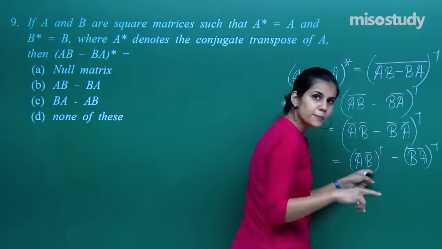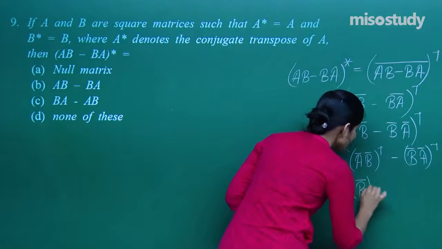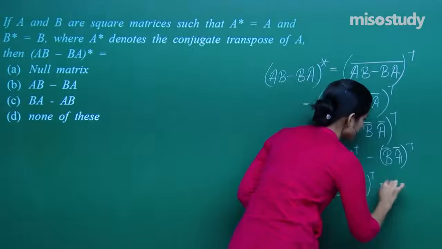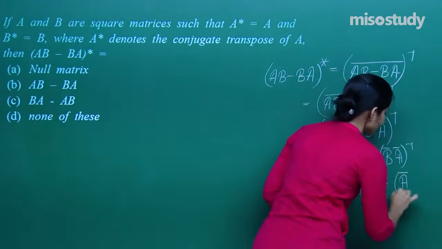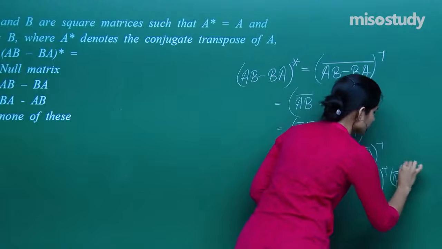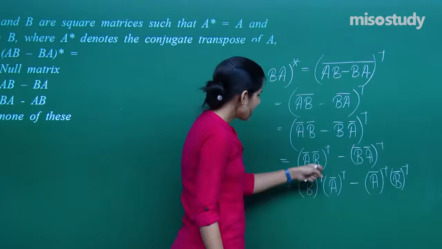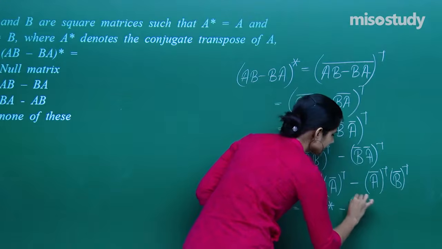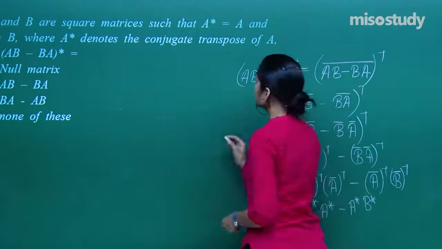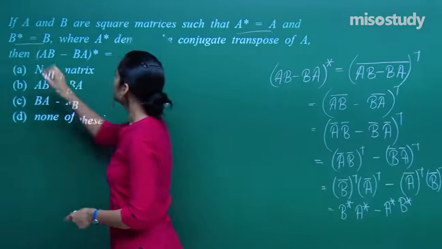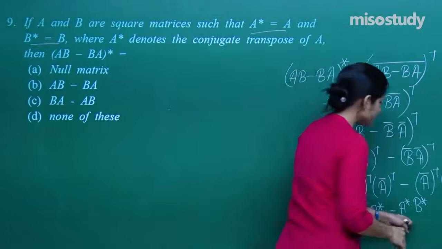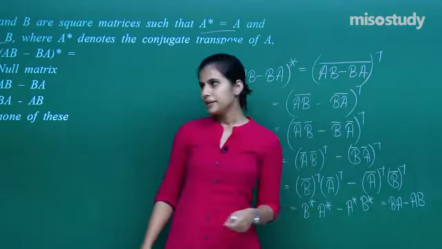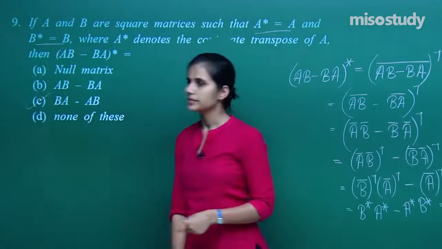Then over here again the property of transpose is used. B conjugate transpose is going to come first, A conjugate transpose next, minus again reverse order, A conjugate transpose, B conjugate transpose. This is the tranjugate of B, so this is B star A star minus A star B star. A star is given to be A, B star is given to be B, you get BA minus AB, which is option number C.